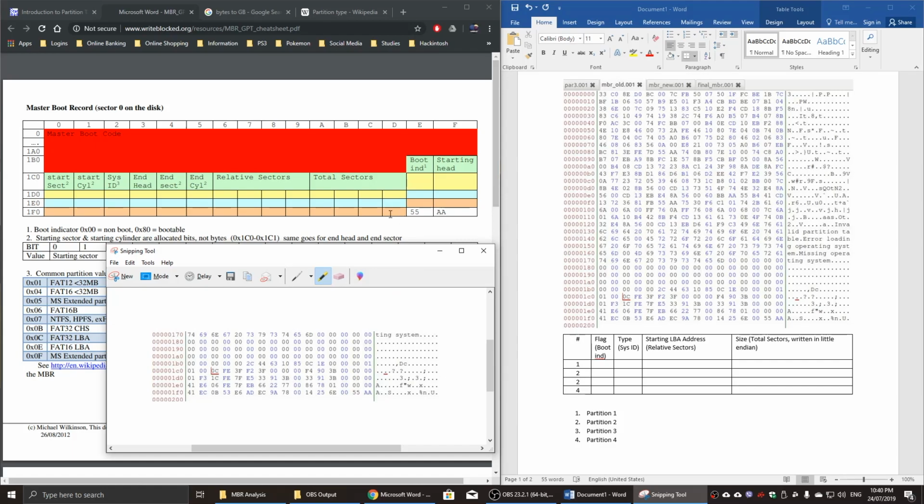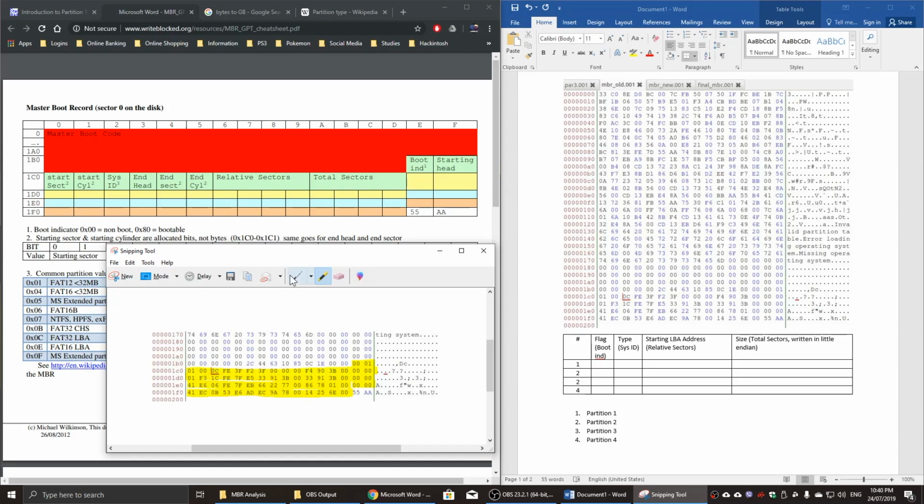So the last partition on this particular MBR is over here. We don't count the 55AA, that's the magic number for the end of the MBR. And the third partition is the teal color over here. The second is the yellow, and the first is the other bluish greenish color.